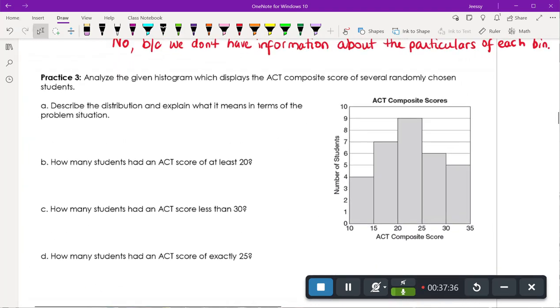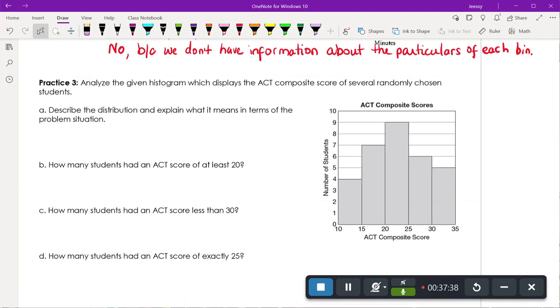All right, number 3. Analyze the histogram which displays the ACT composite score of several randomly chosen students. All right, what is the shape of the distribution? Symmetric, right?